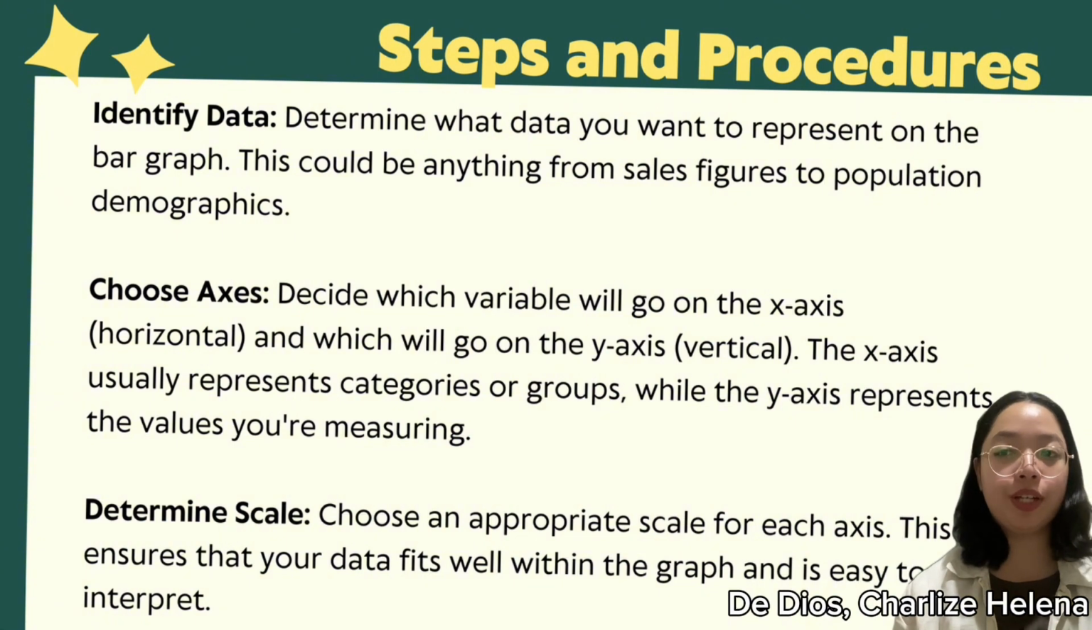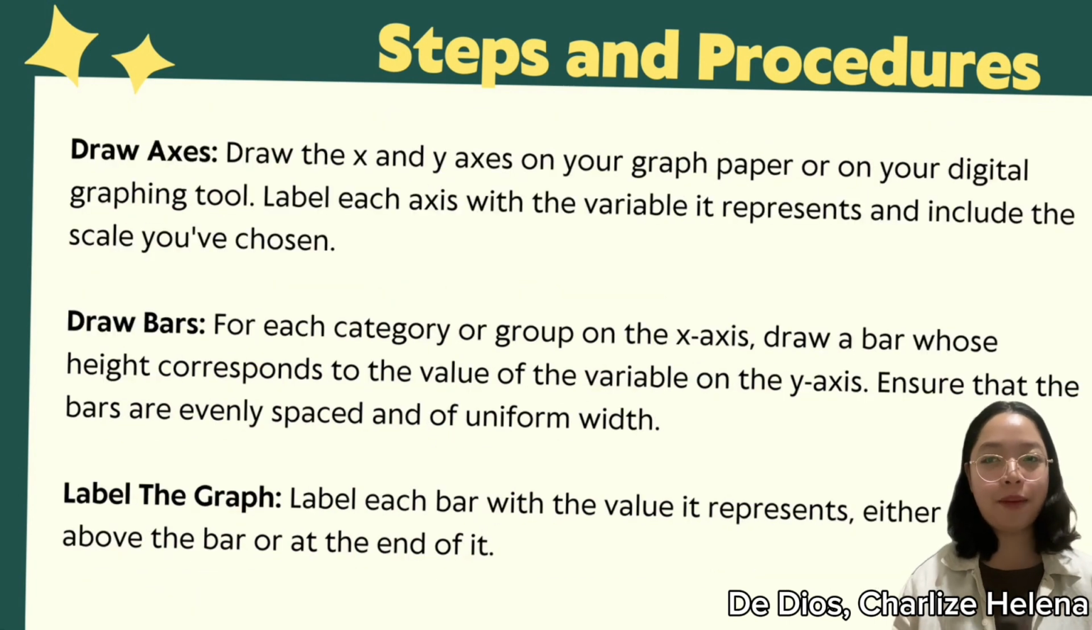Next step is to determine the scale. Choose an appropriate scale for each axis. This ensures that your data fits well within the graph and is easy to interpret. The fourth step is to draw axes. Draw the x and y axis on your graph paper or on your digital graphing tool. Label each axis with the variable it represents and include the scale you've chosen.